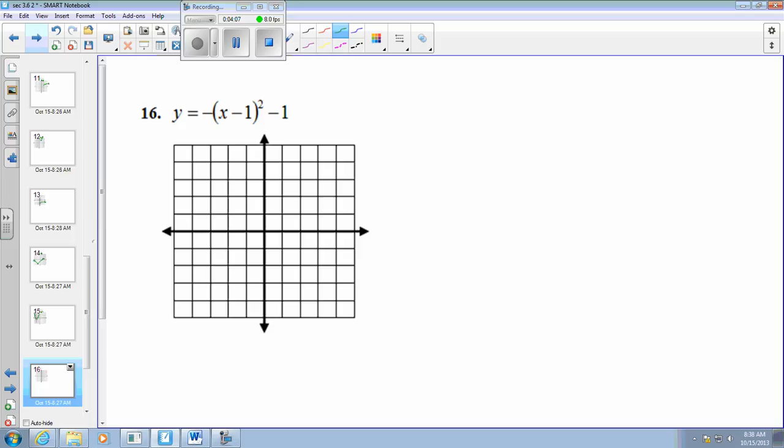Number 16, we have a parabola with its vertex at 1, negative 1. 1, negative 1 is right there. And since we have a negative out front, we know our parabola is going to open down from that point.